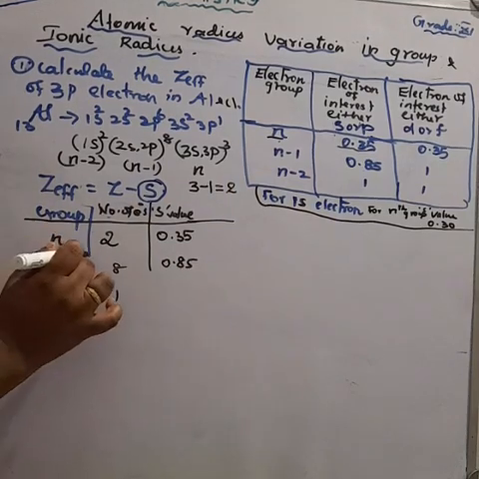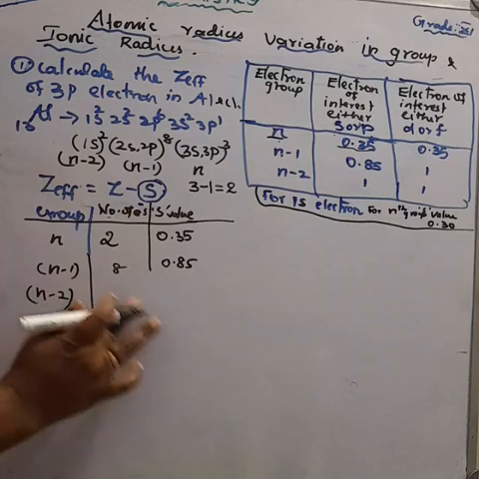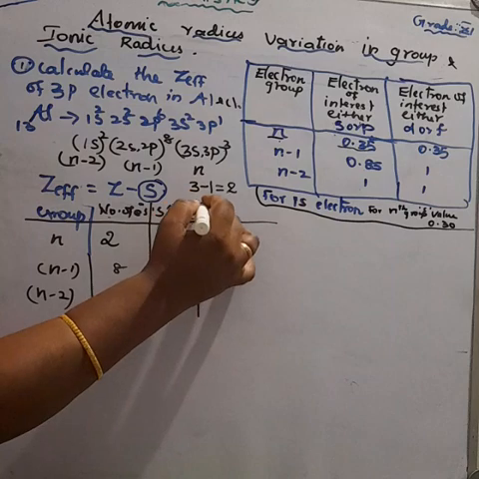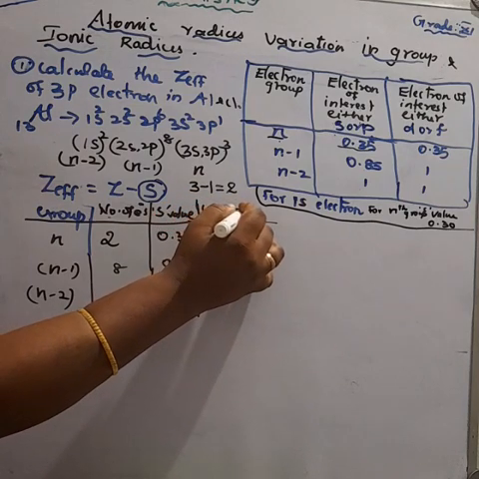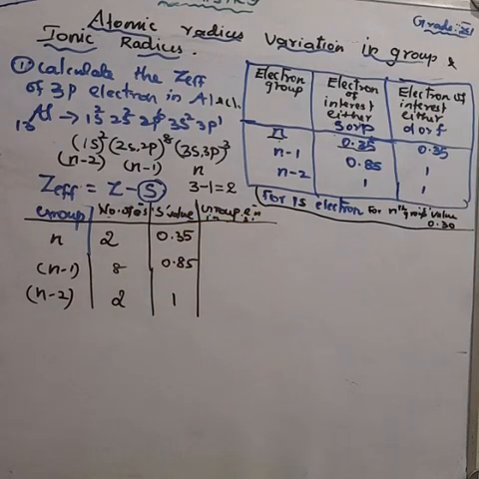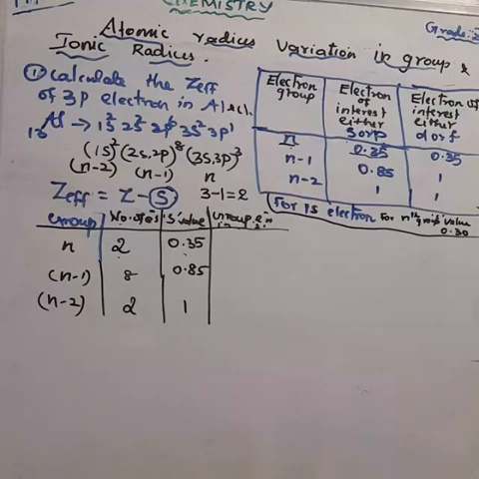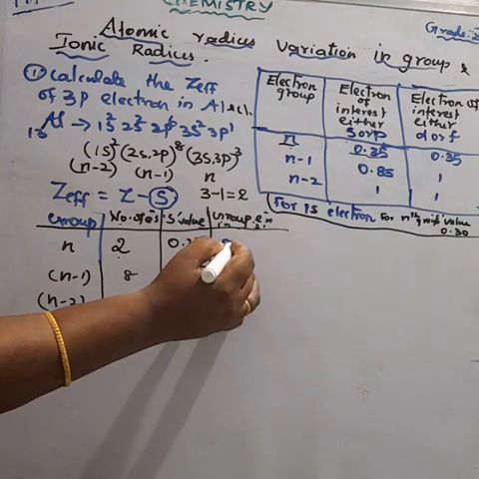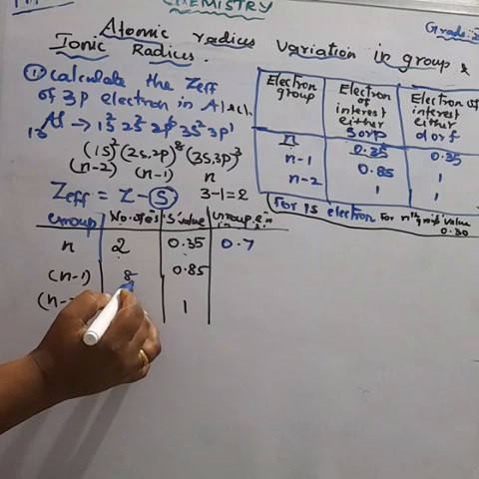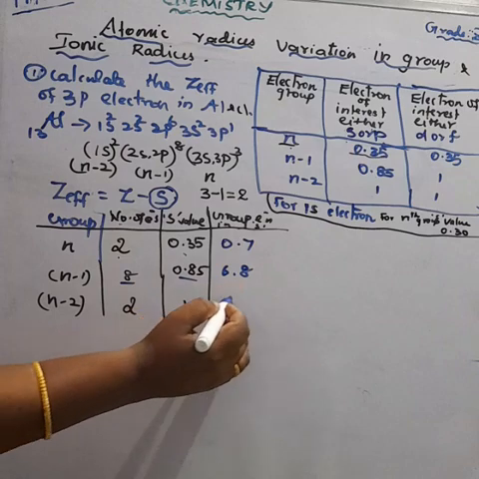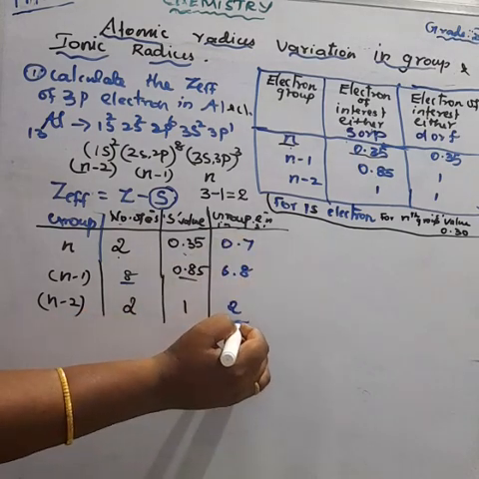Okay, total number of electrons here 2. So value 1. Understood? I should multiply the total number of electrons and the value. Here for the nth group, the S value is 2 into 0.35, that is 0.7, and for the n minus 1 group, 8 into 0.85 we get 6.8, and 2 into 1 we get 2. By adding these 3 values we get 9.5.